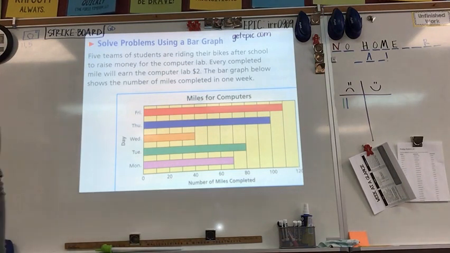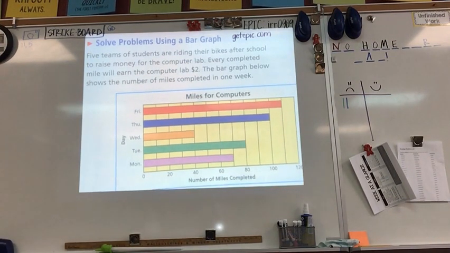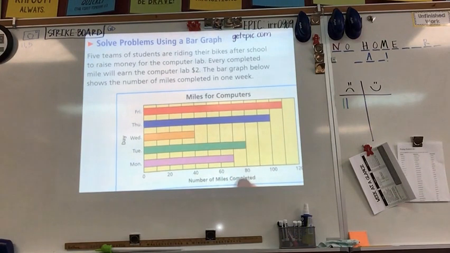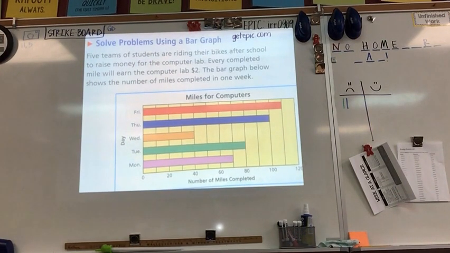So we're going to be ready to answer some questions here, starting with numero uno. How much money was earned for the computer lab on Tuesday? So again, from your chart, you can tell how many miles they rode, but you need to multiply by 2 to figure out how much money. And money, my label would probably be dollars.